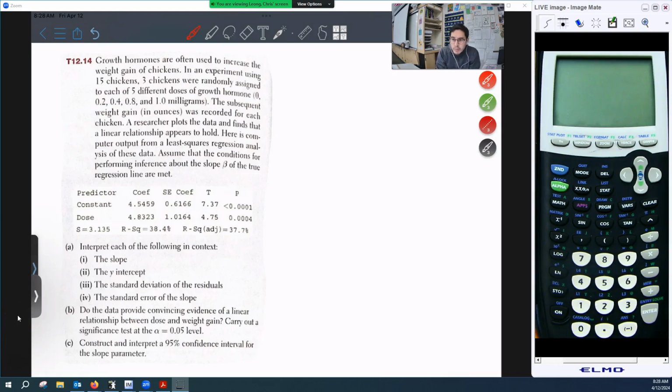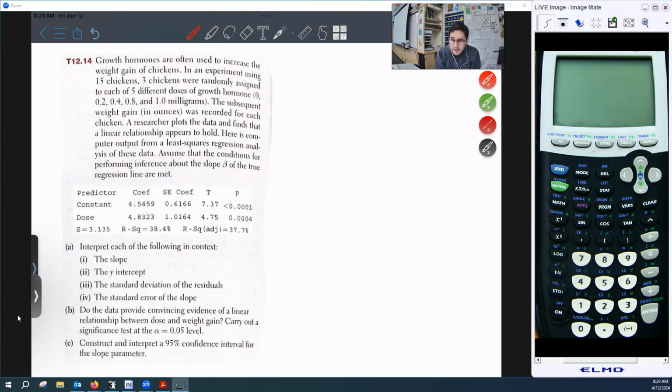T12.14. Growth hormones are often used to increase the weight gain of chickens. In an experiment using 15 chickens, 3 chickens were randomly assigned to each of 5 different doses of growth hormone, 0, 0.2, 0.4, 0.8, and 1 milligrams. The subsequent weight gain in ounces was recorded for each chicken.